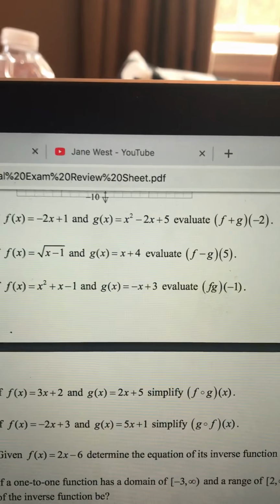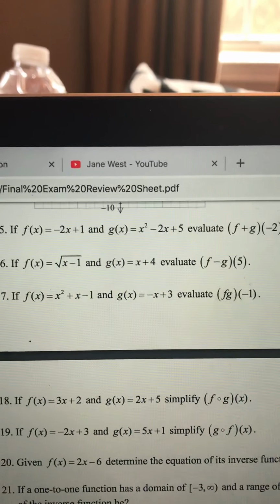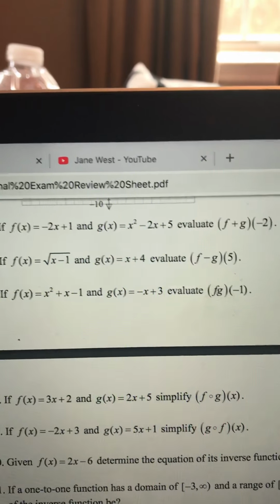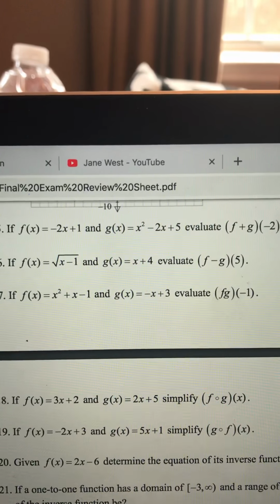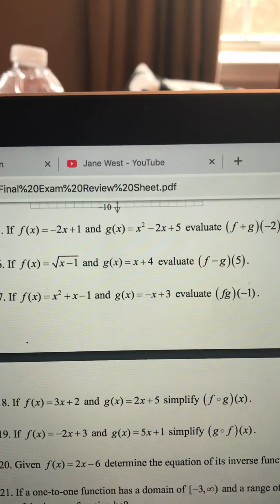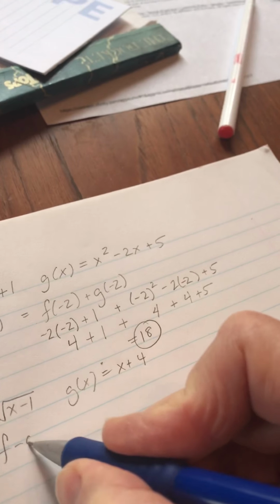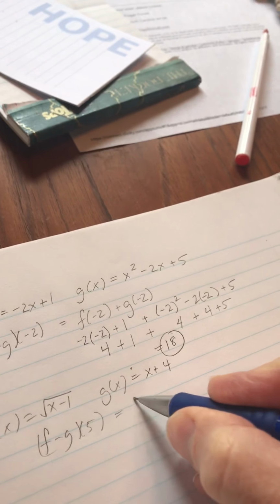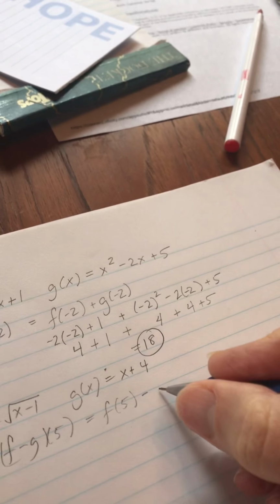All right, number 16. F of x is the square root of x minus 1, and g of x is x plus 4, and we want to evaluate f minus g of 5. All right, f minus g of 5. So that means f of 5 minus g of 5.